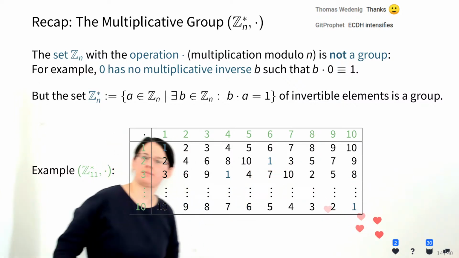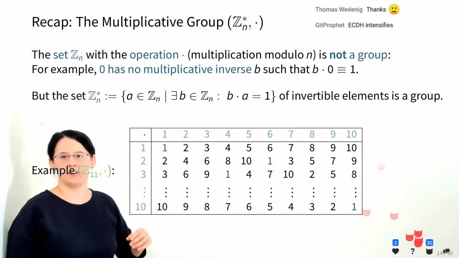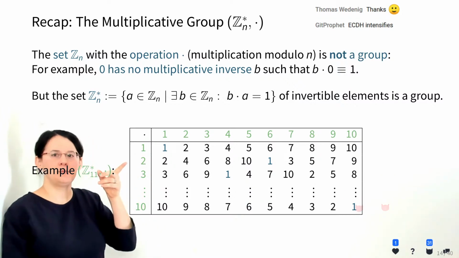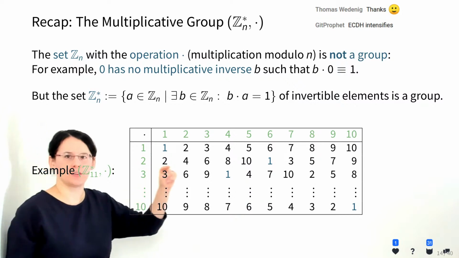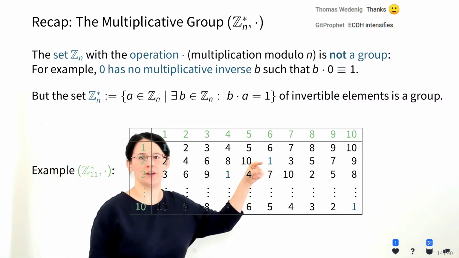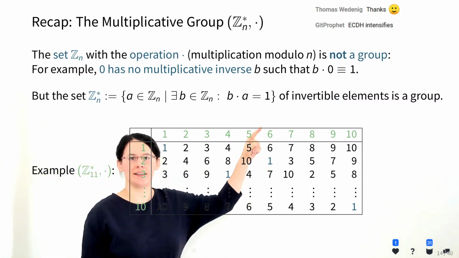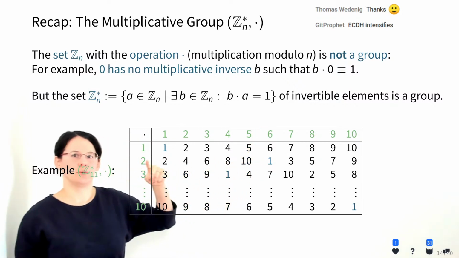What we can also pick out here is what the multiplicative inverse of 2 is. So if I take 2 and look at the row where is the 1, which is our neutral element now, I can see that 6 is the modular inverse of 2.